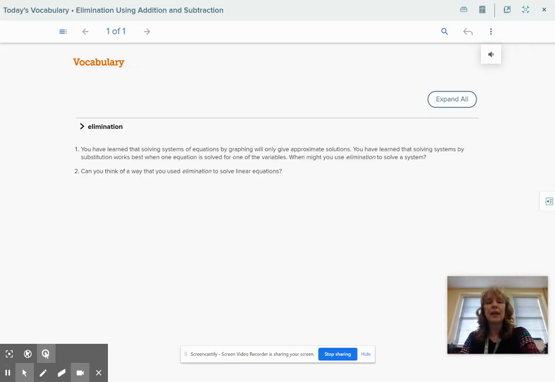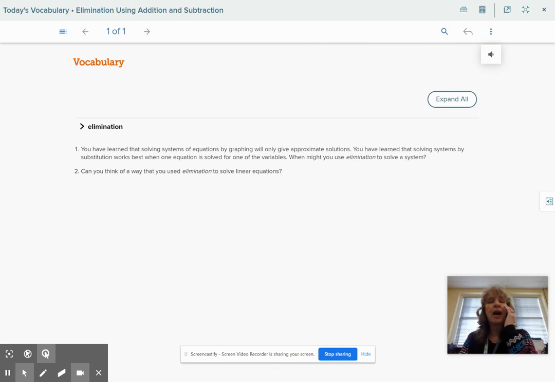Let's take a look at question number 1. It says, you've learned that solving systems of equations by graphing will only give approximate solutions. Now you've learned that solving systems of equations by substituting works best when one equation is solved for one of the variables. When might you use elimination to solve a system of equations? So what do you notice about the equations, and why would you use elimination to solve it rather than graphing? I want you to go ahead and think about how you would answer that. What do you notice about the variables? When would this be a good idea to do it?